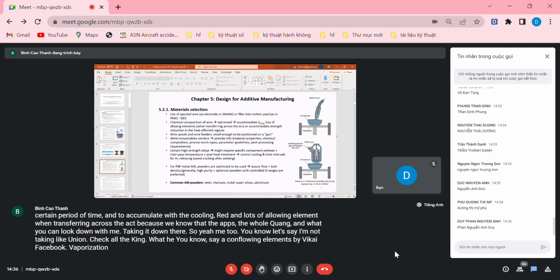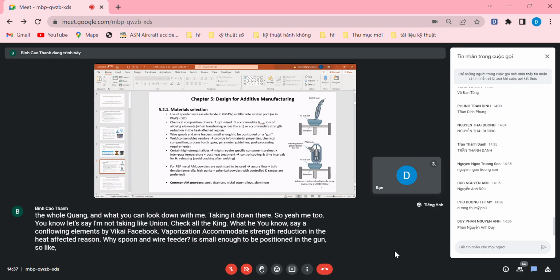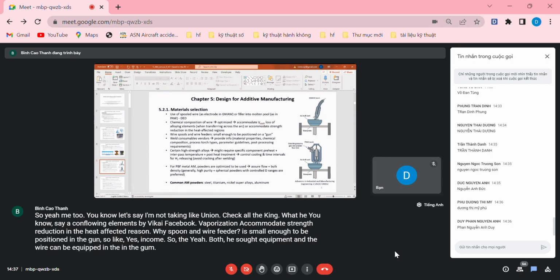Accommodate strength reduction in the heat affected region. Wire spool and wire feeder small enough to be positioned in a gun. So yes, in a gun. Both the heat source equipment and the wire can be equipped in the gun.